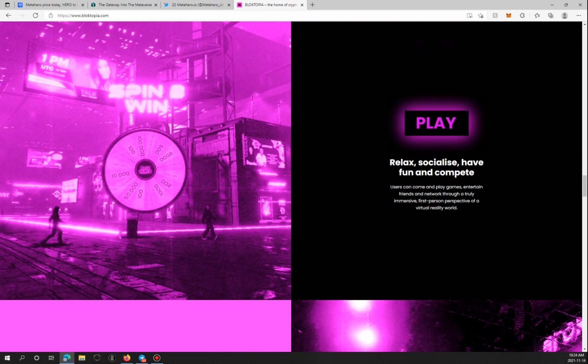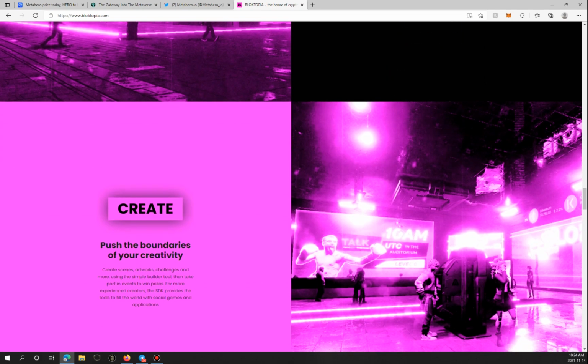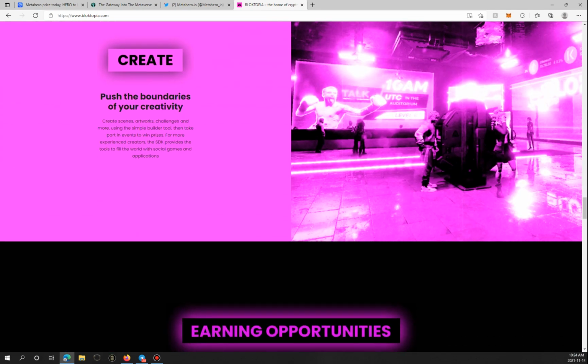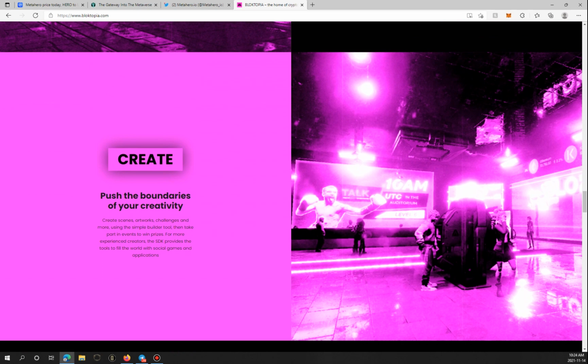Users can compete, play games, entertain friends, and network through a truly immersive first-person perspective of a virtual reality world. So you've got your own little world that you're walking around, traveling, and talking to people across the world that you may never have met. But you're going to see them in this digital world. And with MetaHero's ultra-realistic, ultra-3D scanner, it's going to make it so amazingly realistic and detailed. It's going to be so freaking cool.